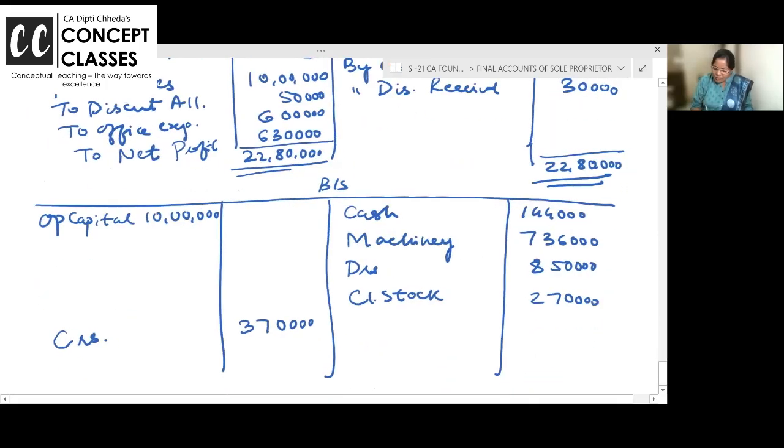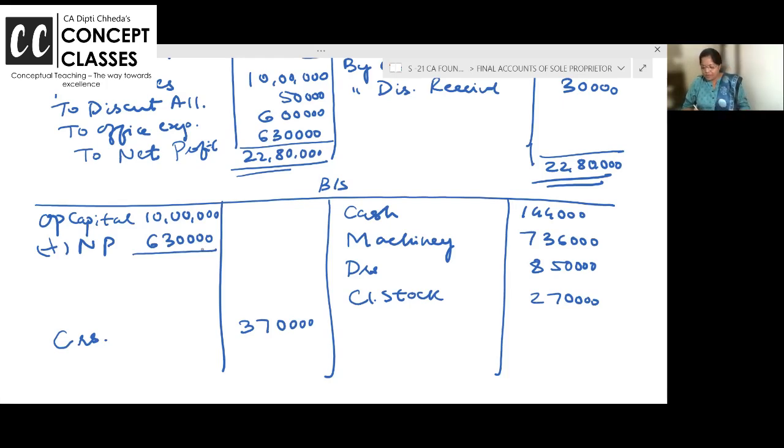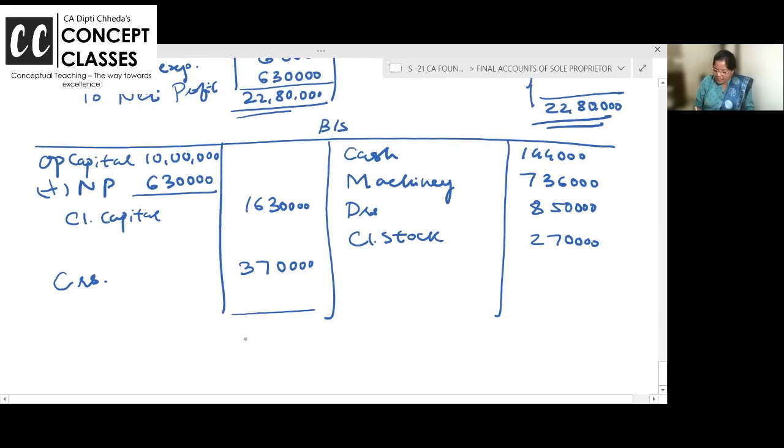Can we transfer this profit to the capital account of the proprietor? Net profit. अगर drawings रहता तो we would have done minus here. Right now, what is the closing capital you are getting? 16,30,000. And balance sheet total is coming how much? 20 lakhs.